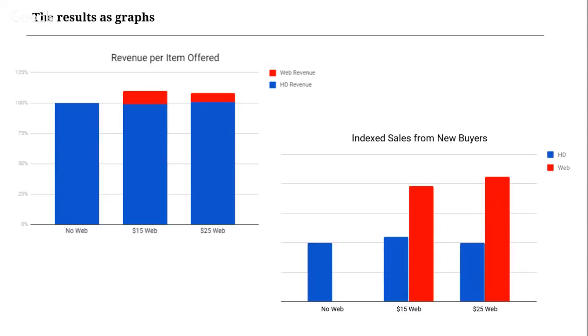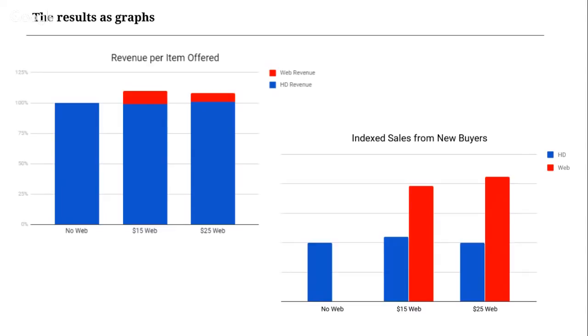In the upper left-hand corner is revenue per item offered. The blue bar represents how much revenue was generated by the HD version. And you can see that the blue bar is almost exactly the same height all the way across, from the no web version to the $15 web version to the $25 web version. And I say almost because the $15 web version actually generated about 98.5% as much revenue as the no web version. But the $25 web version actually drove 101% of the revenue as compared to the control version. So there's a little bit of noise in the sample, but basically they were the same.